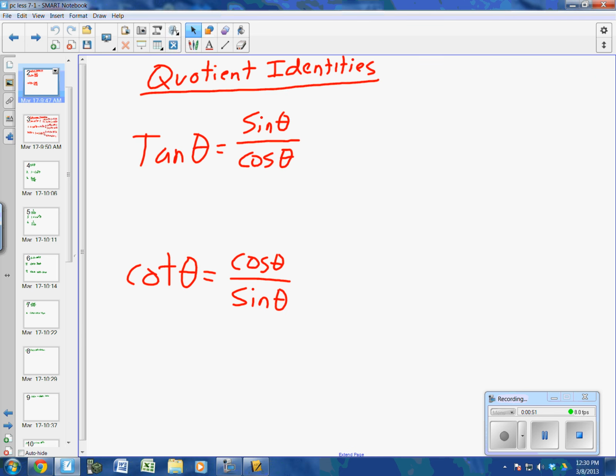Okay, then we learned the quotient identities. We learned tangent of theta equals sine over cosine. Cotangent of theta equals cosine over sine. So we got those? Remember those? You guys all have them written down, so I'm not going to spend any time on them.